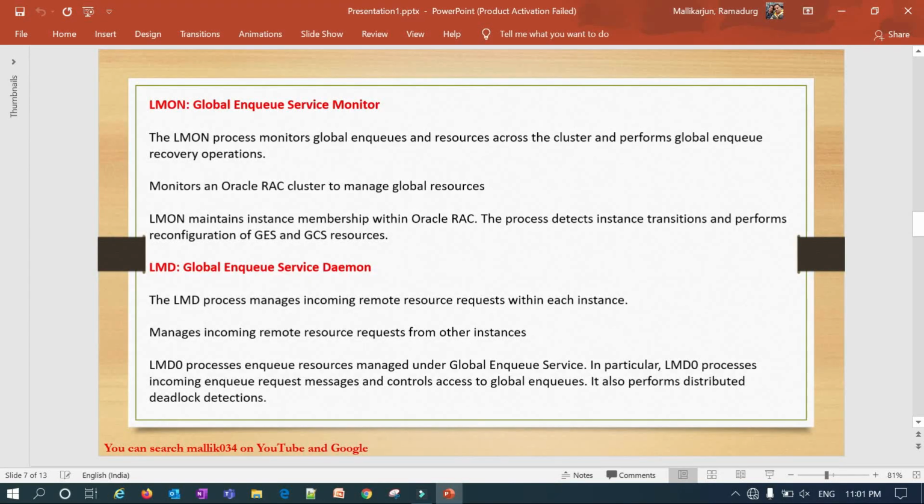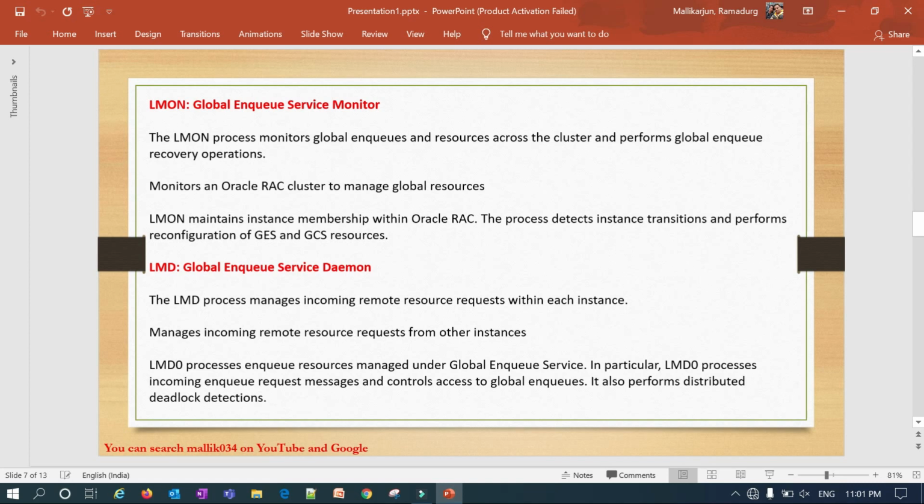And LMON is the global enqueue service monitor. What it basically does is monitor an Oracle RAC cluster to manage global resources. That means LMON maintains instance membership within Oracle RAC. The process detects instance transition and performs the reconfiguration of GES and GCS resources. So the LMON process monitors global enqueues and resources across the cluster and performs the global enqueue resource operations.